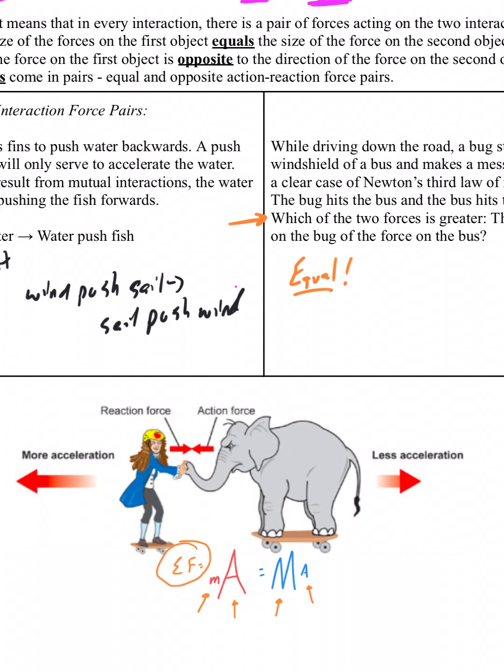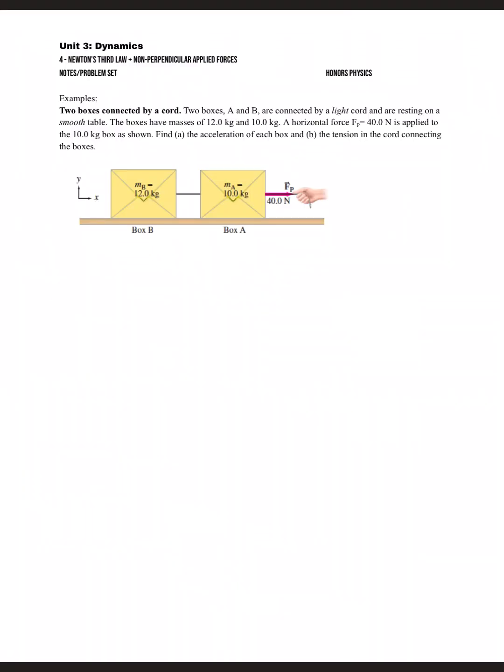All right, on to some of the example questions that you guys will see. Here are two boxes connected by a cord. There's the light cord. The light cord, once again, is a massless cord. The smooth table means there's no friction. And we're supposed to find the acceleration of each box and the tension in the cord connecting the two boxes. So the first thing we want to do is draw the free body diagram of each.